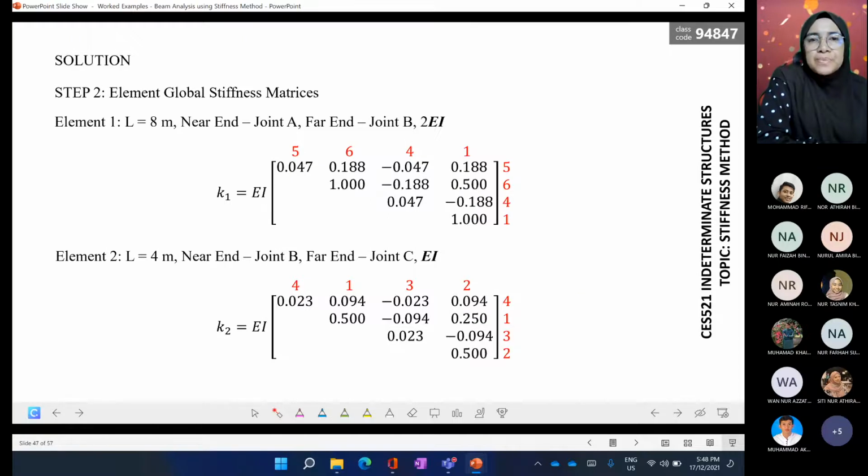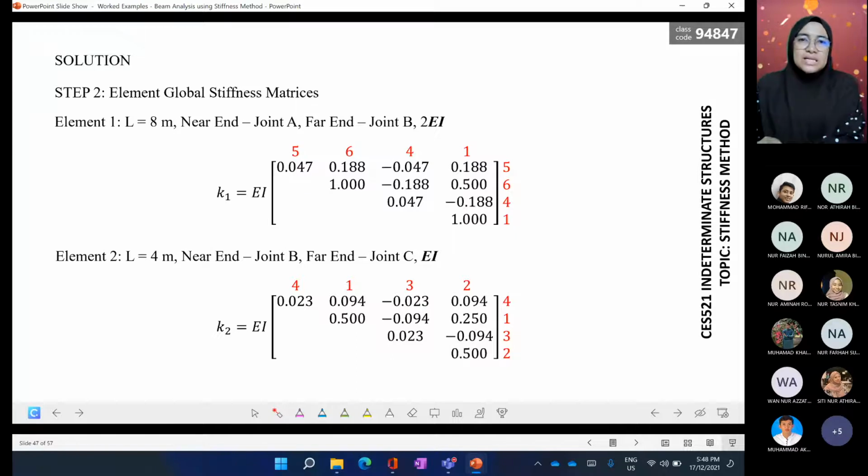Okay, so from the formula, we will calculate the element global stiffness matrices. We have AB as element 1 and BC as element 2. Just substitute into the formula and we get these values. Don't forget to include 2EI for K1 and only EI for K2. So we get all the values in the matrix.